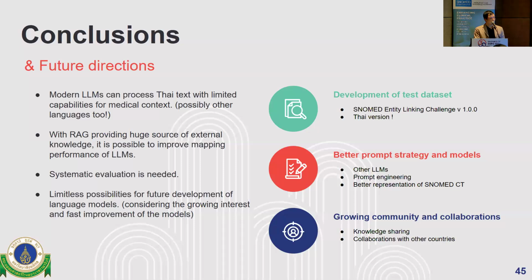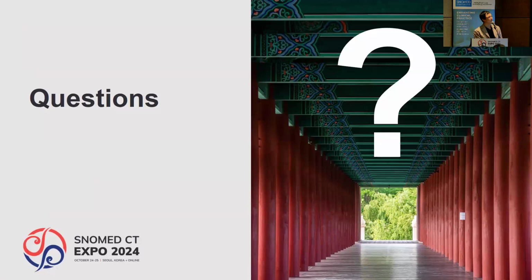And also, maybe we have to try more prompting strategies, and also try other models, like reasoning language models or base models, maybe the open source ones. And also, I'd like to advocate for growing communication and collaboration with other countries, especially the Asian countries. We should do it together and grow together. So that's all for my presentation.